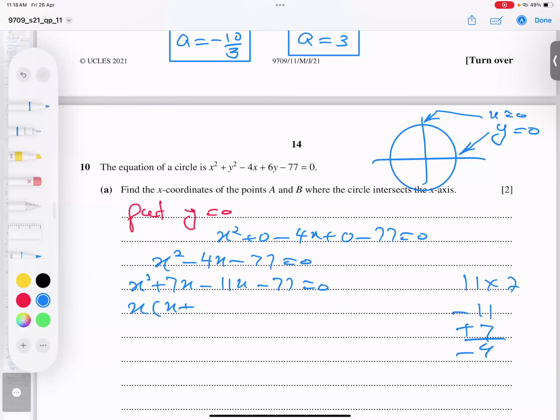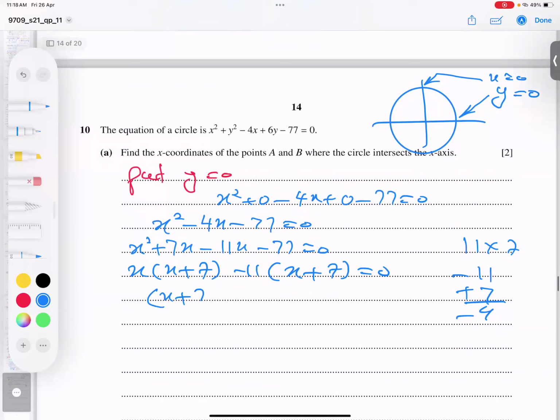X common, I got 7, negative 11 common, I got this one. And x plus 7 and x minus 11. I got two answers, negative 7 and 11. I hope that's clear. I got two x values. Now, because the question gives one coordinate A and one B, and he has only the x coordinate, there's no need for y, so I can label anyone, I think that is okay.